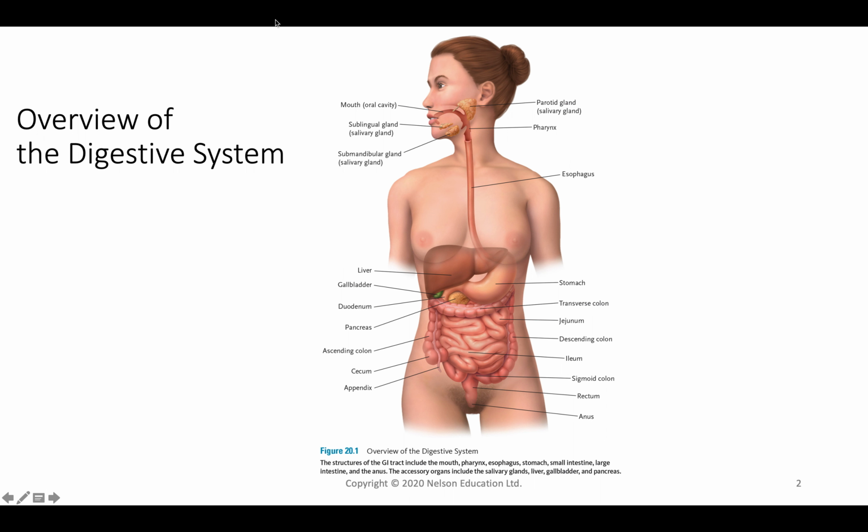So this is just an overview of the digestive system. We're going to start with the mouth, which is where we're going to take in food. We're going to start the process of what we call mastication, or chewing, here in the mouth. This is going to be our first set of mechanical and also chemical digestion.